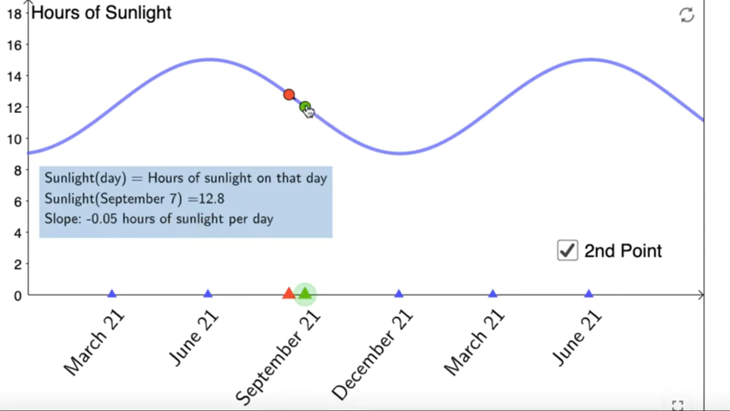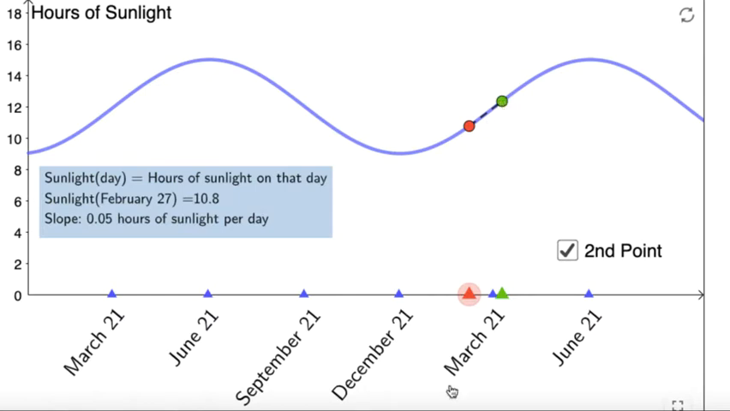That's the average change. Now, if we were to move these points so that they were on an uphill, then you can see that our slope here now becomes positive. The average change over this time period is 0.05 hours of sunlight per day. So as we go from this day where the red point is to the point where the green point is, we're gaining on average 1/20th of an hour of sunlight per day, which would be about 3 minutes. So each day, we're adding about 3 minutes of sunlight per day. Now, that doesn't mean that's exactly how much we're adding.